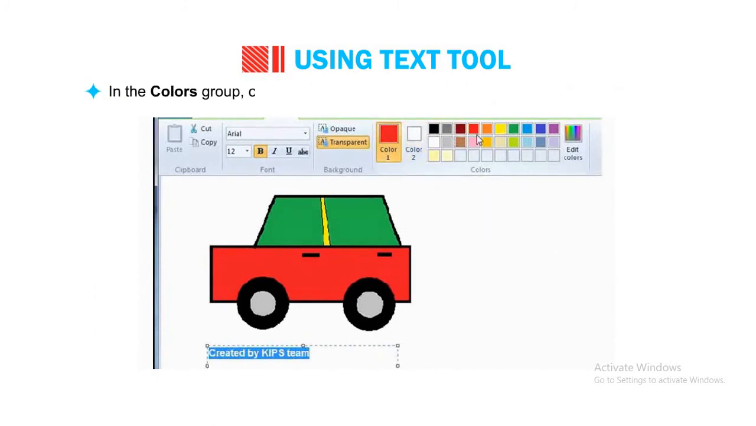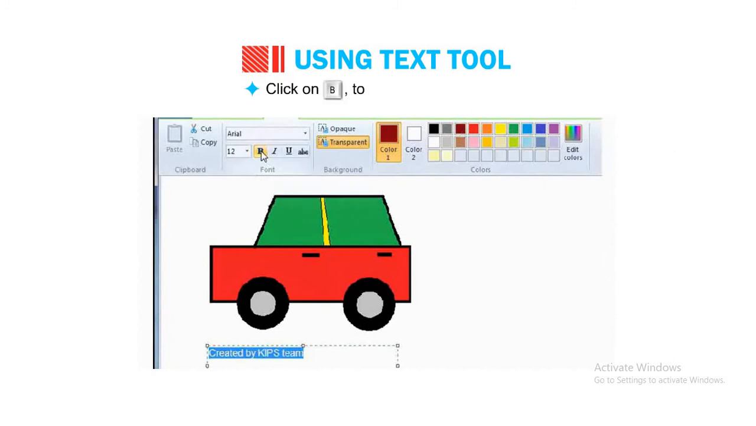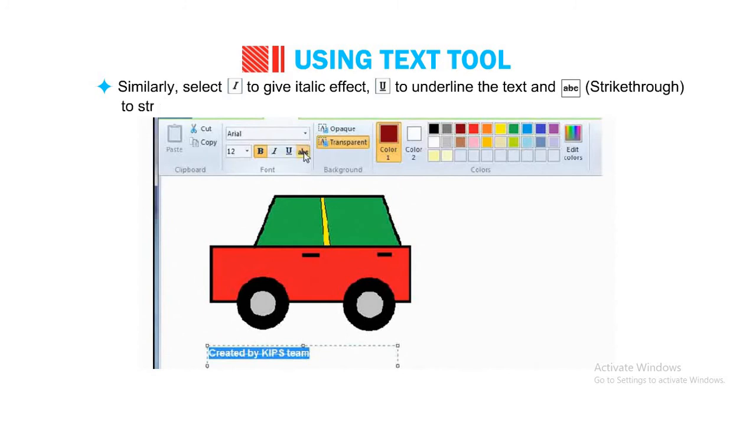In the Colors group, click on Color 1 and then choose the desired color for the text. Click on B button to make the text bold. Similarly, select I button to give italic effect, U button to underline the text and strike through to strike a line through the text.